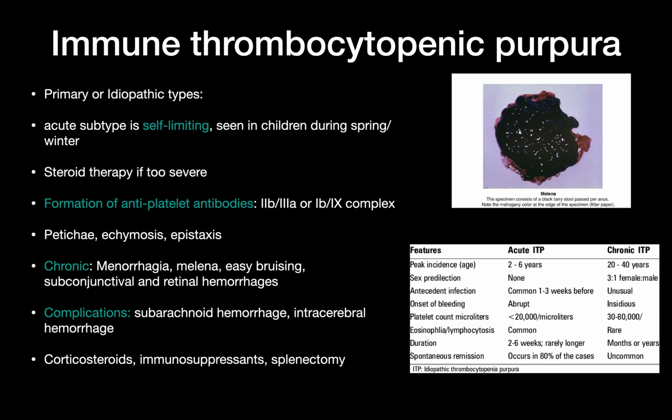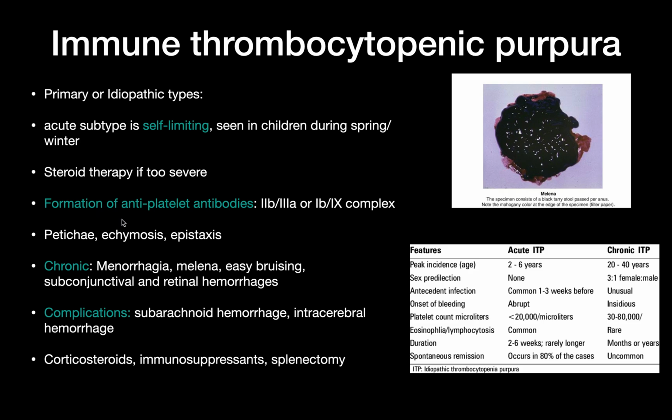The immune thrombocytopenic purpura is going to be characterized by melena, which is a black tarry stool, and there are two types: primary or idiopathic. It's going to be self-limiting. It's usually seen in children during the spring or winter time. You don't really treat unless it's very severe. Then you give steroid therapy.